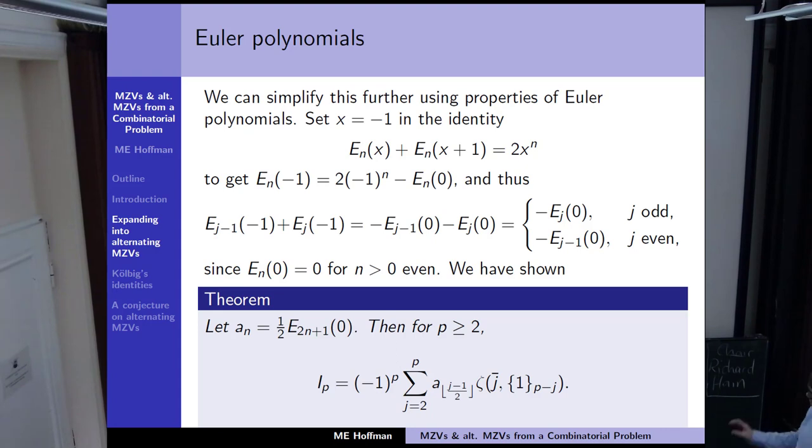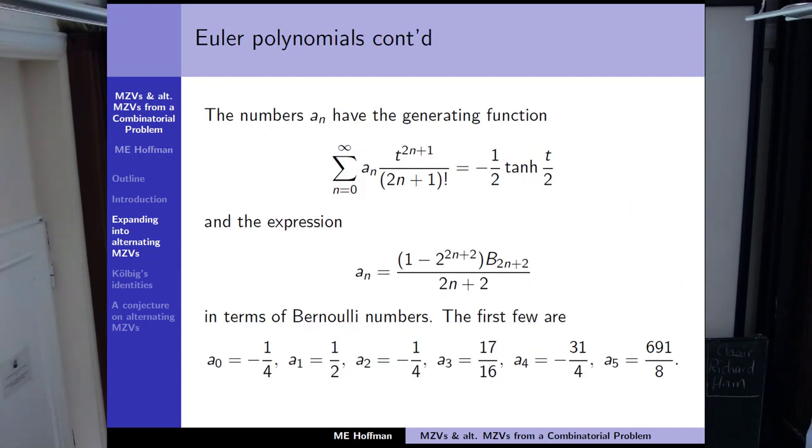What about these numbers a sub n? Well, there's stuff you can say about them. That's on the next slide. You can write out the generating function just by fiddling around with the one for Euler numbers. So there's the generating function. From the generating function, you can see that these guys are actually expressible as Bernoulli numbers, multiples of Bernoulli numbers. And here are the first few. They go minus 1 quarter, 1 half, minus 1 quarter, 17 sixteenths, minus 31 quarters, 691 over 8.